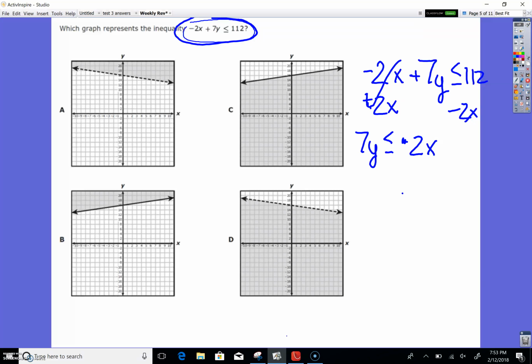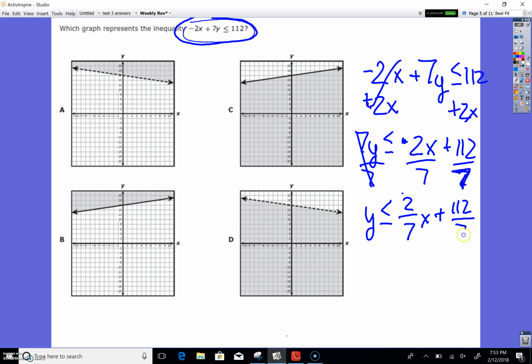So 2x plus 112. Okay, so this should have been a positive 2x. So I was adding 2x. Now divide by 7, divide by 7, divide by 7. So I get y is less than or equal to 2 over 7x plus 112 over 7.